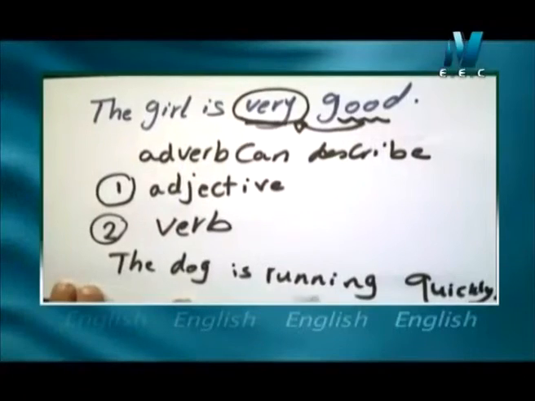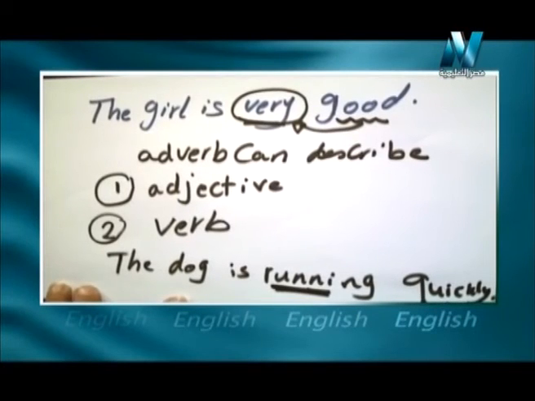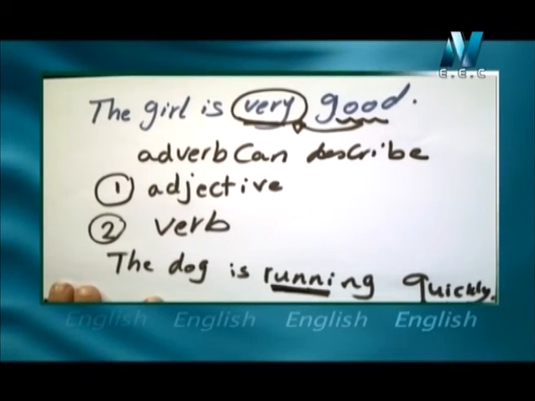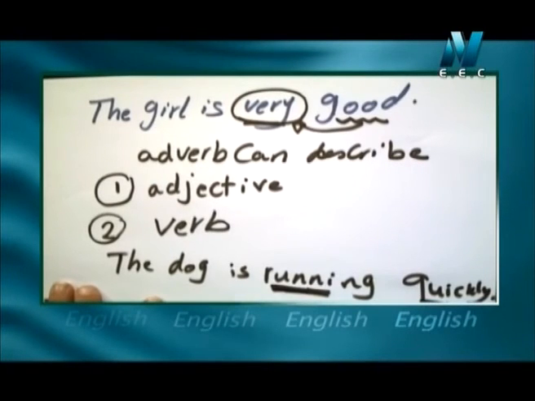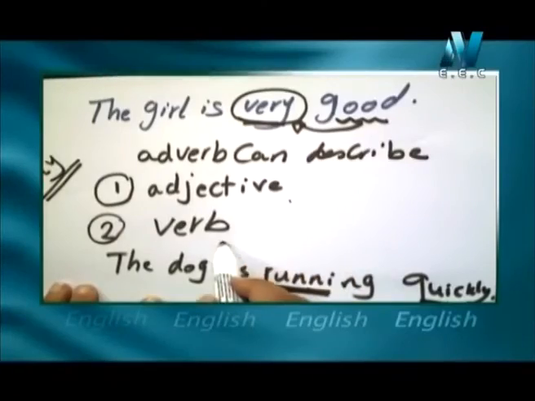The dog is running quickly. I'm describing the running of the dog as quickly. I'm describing the running. أنا بوصف الفعل نفسه، الجري نفسه إن هو سريع. So the adverb has to have ly at the end, and it describes an adjective or a verb.